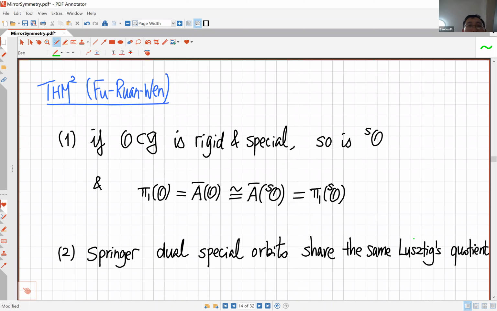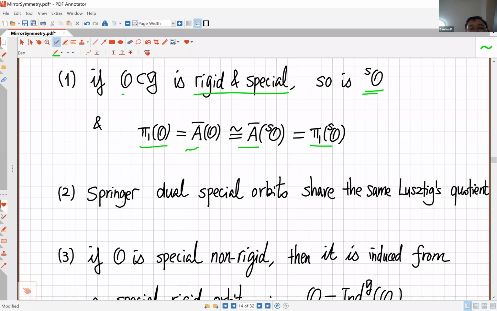Then we try to extend our study of Richardson orbits to this more general case. The first statement is very similar to before: if you have a rigid and special nilpotent orbit, then its Springer dual is also rigid and special. Also the fundamental groups are the same, as well as the Lusztig canonical quotient. The second statement is more general, not only for special rigid orbits but for any special orbits: the Lusztig canonical quotients are the same.